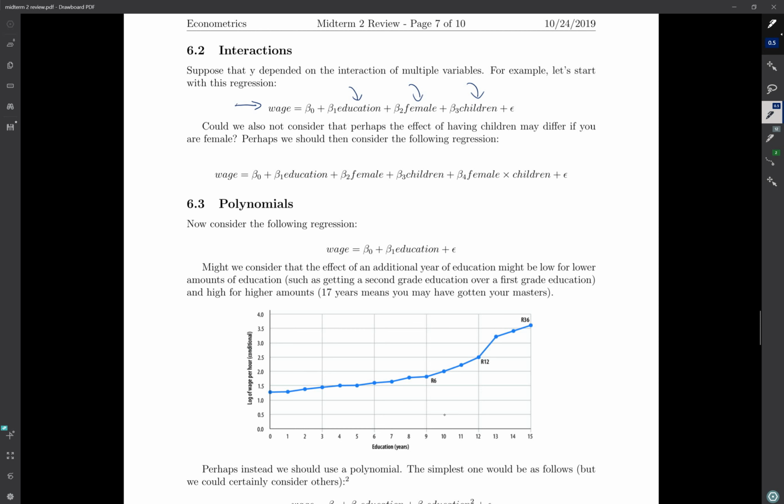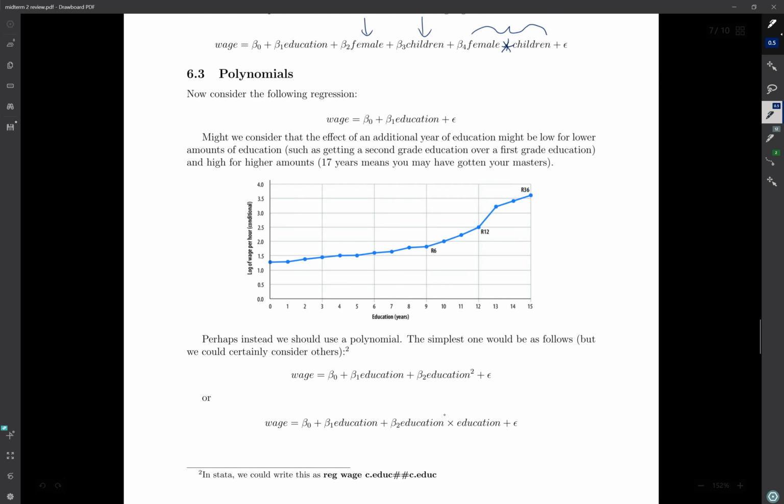Okay, so if we wanted to ask that question, what we could do is interact female and children together. Interact meaning we're going to multiply them by each other. And notice that I also included in this second regression female and children. So generally that's what we do. We always include both the interaction and the individual bits of the interaction. Okay, so how do we interpret that? We'll get to that in the next page. Let's not get ahead of ourselves.